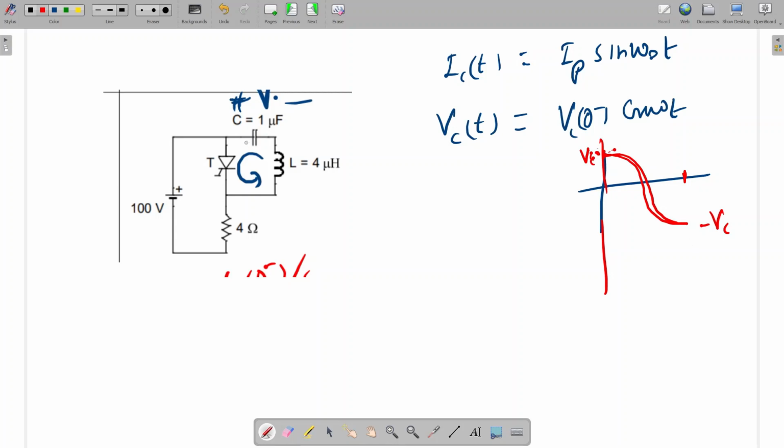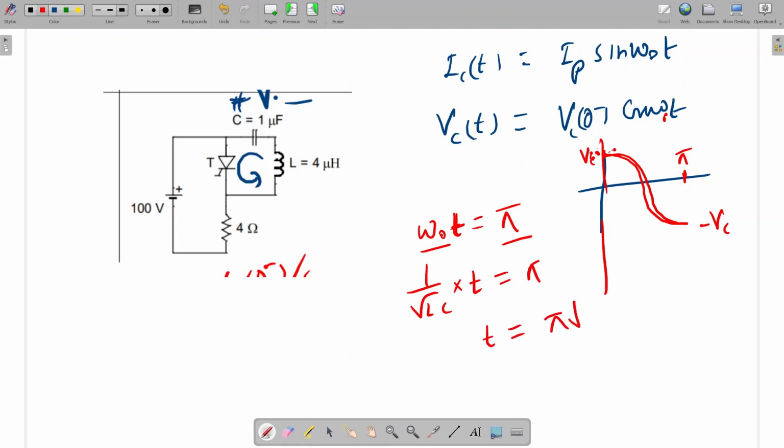So when it becomes minus VC, till now we can calculate the value of T. How much is the value? Can anyone calculate? This is pi. So, okay, omega naught Tc is equal to pi. So what will be the value of T from here? Can anyone calculate? See, omega naught value you have already calculated. This is under root LC into T is equal to pi. So T will be pi under root LC.